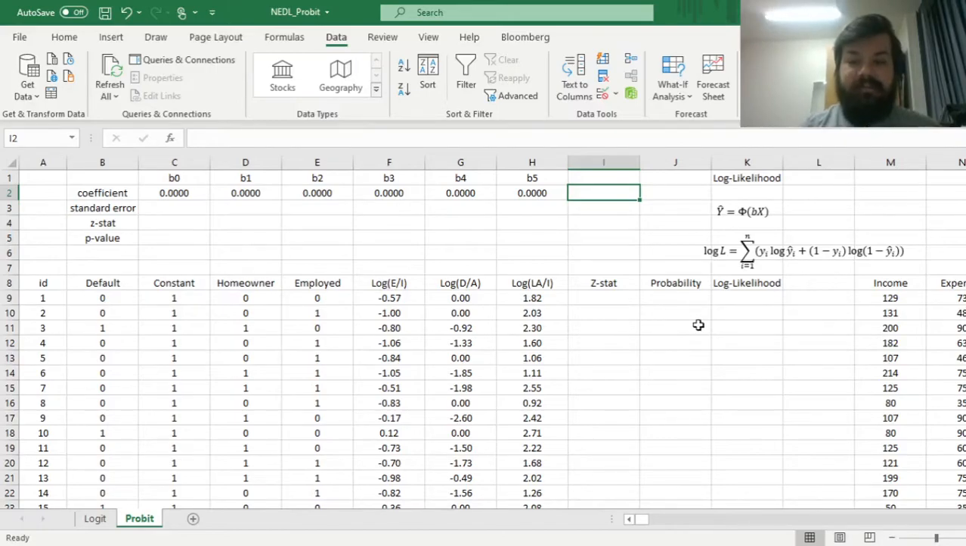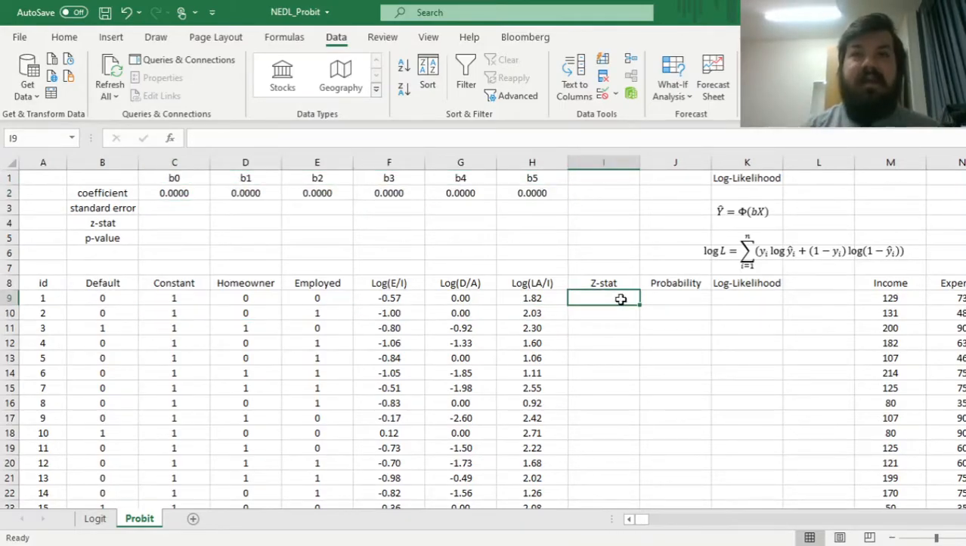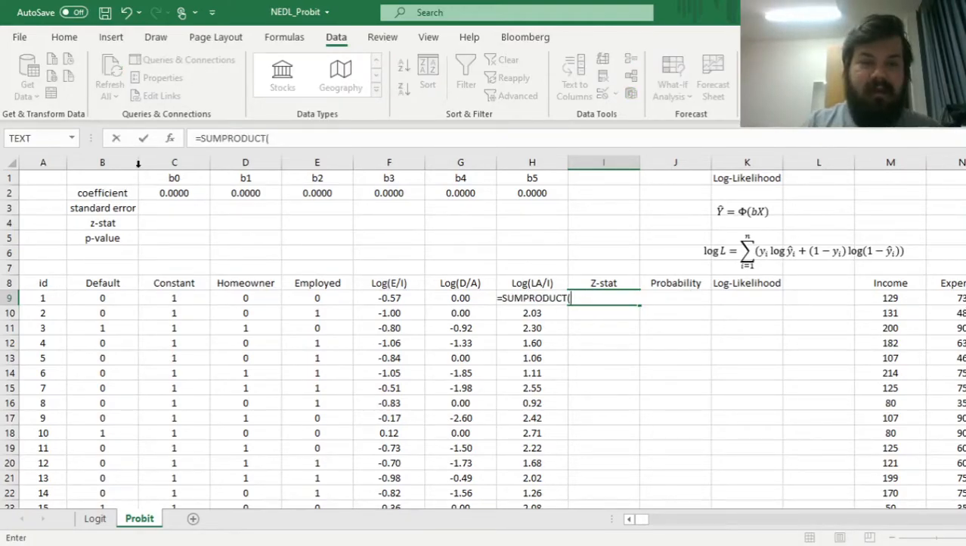In the Probit model, our main variable of interest, which we then use to derive our probabilities, is the normal distribution that we apply to the combination of the coefficients and the variables to derive the z-stat. The z-stat can then be plugged into the standard normal distribution function to get the probability of default. So first let's calculate our z-stat using the sum product function and multiplying our coefficients, locking in the rows here as the coefficient stays the same for all of our borrowers.